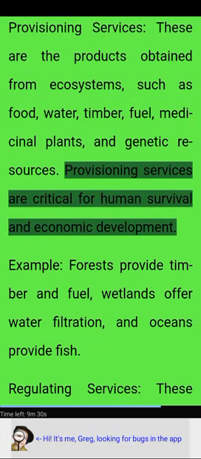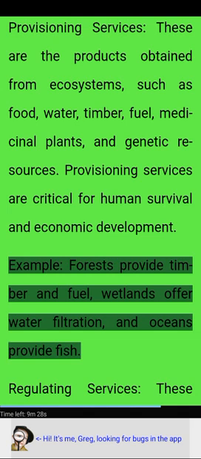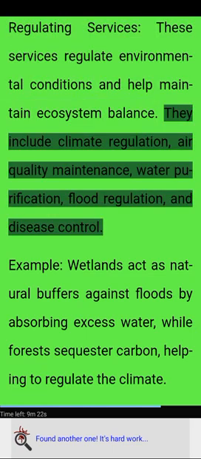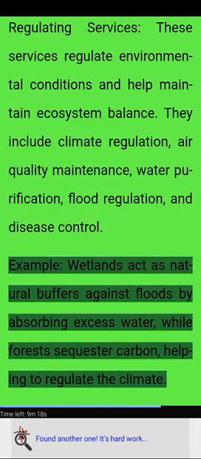Provisioning services are critical for human survival and economic development. Example, forests provide timber and fuel, wetlands offer water filtration, and oceans provide fish. Regulating services. These services regulate environmental conditions and help maintain ecosystem balance. They include climate regulation, air quality maintenance, water purification, flood regulation, and disease control. Example, wetlands act as natural buffers against floods by absorbing excess water, while forests sequester carbon, helping to regulate the climate.